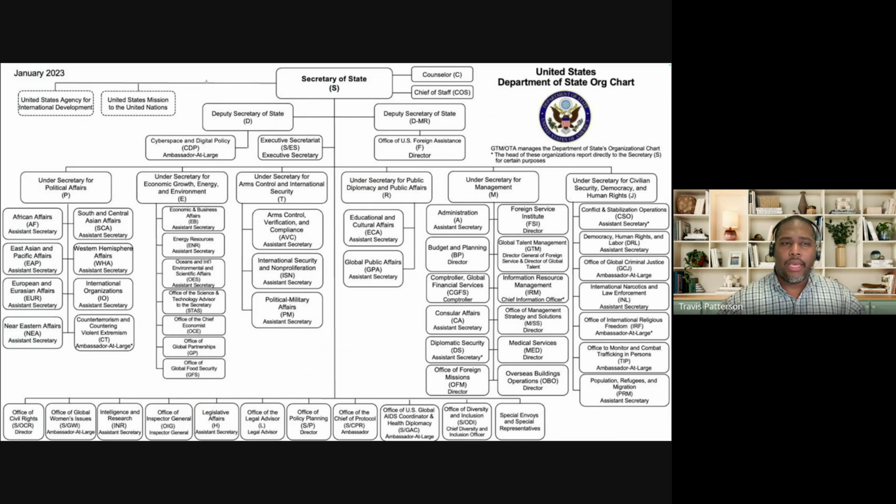So, you have the United Nations head of mission. Then you have the Deputy Secretary of State, which reports directly to the Secretary of State. You have the Deputy Secretary of State on this side as well. I want to do more research about that because it says D and DMR, and I don't know exactly what that means.